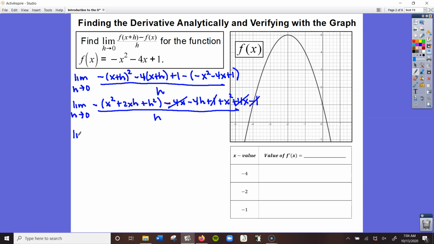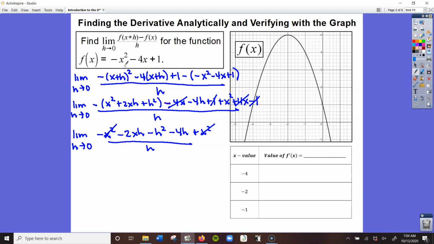So let's move on. We're going to continue with our algebra here. We have the limit as h is approaching 0. Now I'm going to distribute the negative at the beginning. So negative x squared minus 2xh minus h squared minus 4h plus x squared, and again, everything is over h. The x squareds cancel, and at this point, all you have left in the numerator is negative 2xh minus h squared minus 4h.